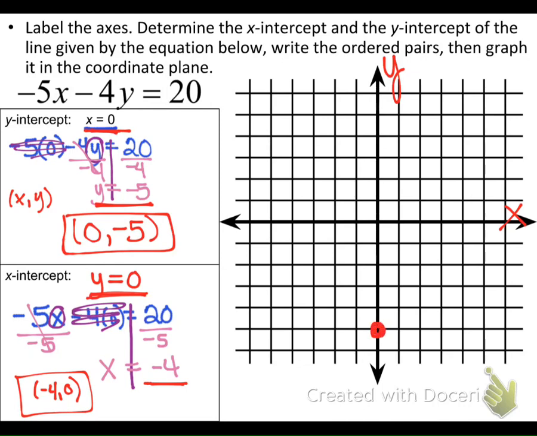Plot my point. Then my next ordered pair is negative 4, comma 0, so I start at my origin. Because it's a negative 4, I'm going to count to the left on the x-axis. And my y value is a 0, so I stay put here. Remember, on your quiz today, I'm going to be looking to see if that line is straight, if it goes through both plotted points, much better than what I'm doing here. It goes to the edge of the coordinate plane and it has your arrows.